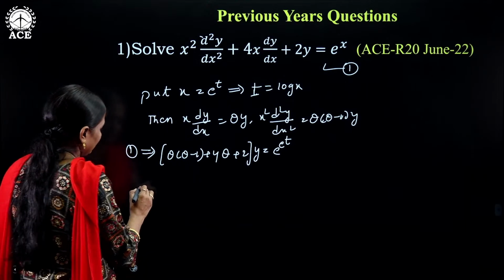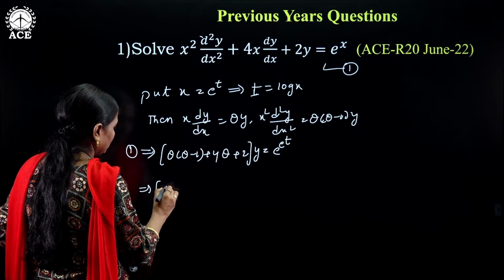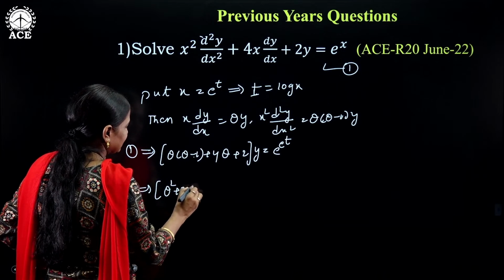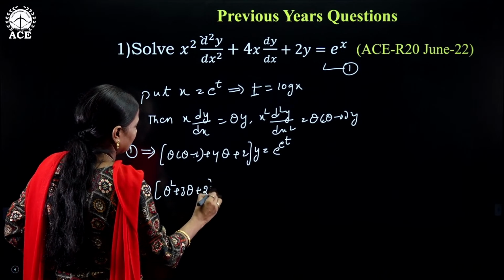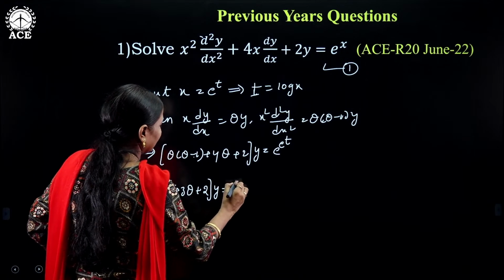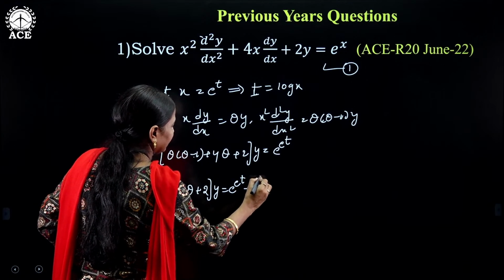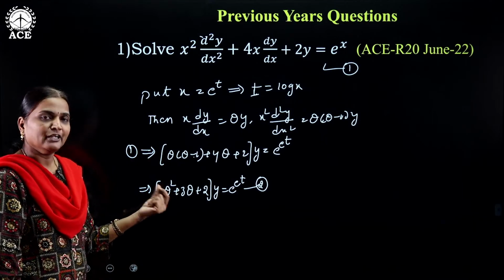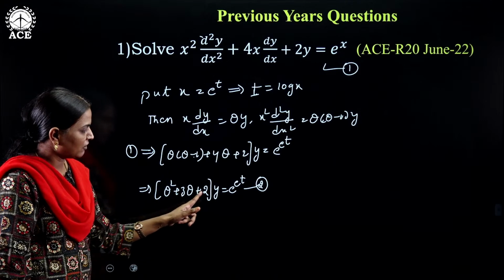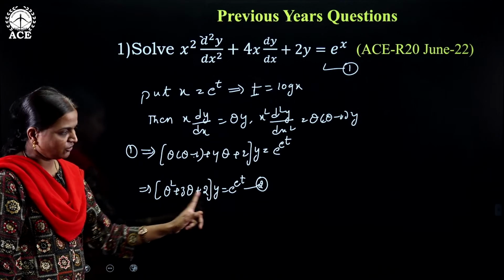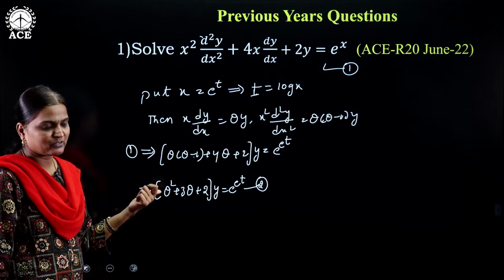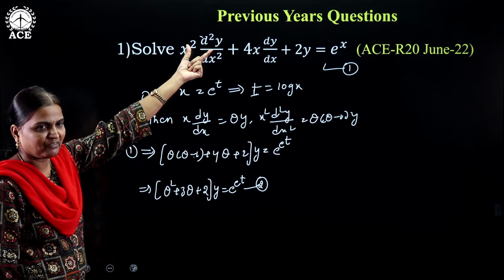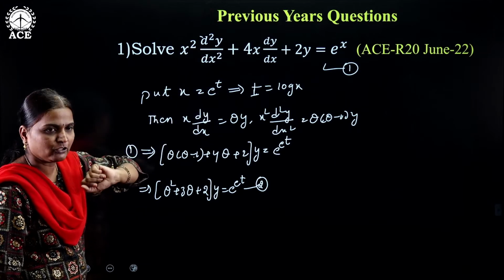Now simplify this one, which is equal to theta square minus theta plus 4 theta, that is plus 3 theta plus 2, into y is equal to e power t. This is a new differential equation. Now observe clearly, this equation 2 is a new differential equation with constant coefficients, and using the previous procedure find its general solution. At last find the general solution of the given equation by substituting t is equal to log x.